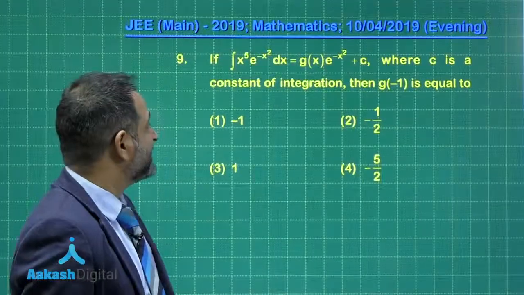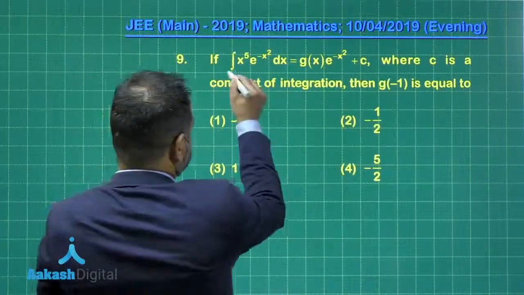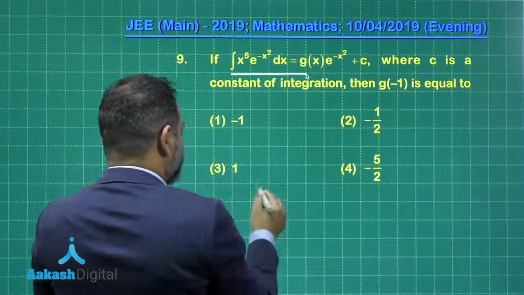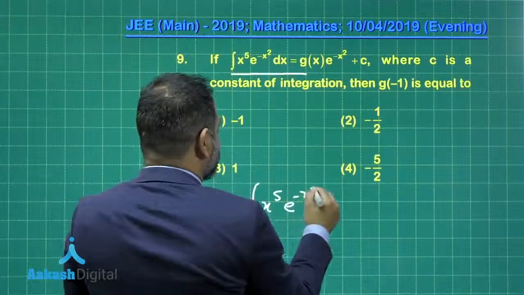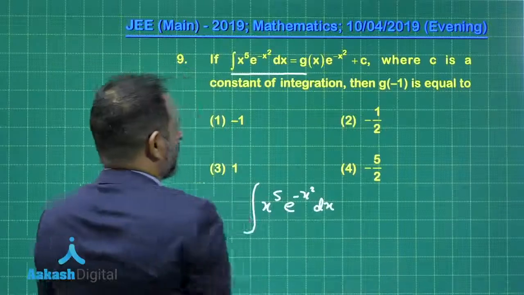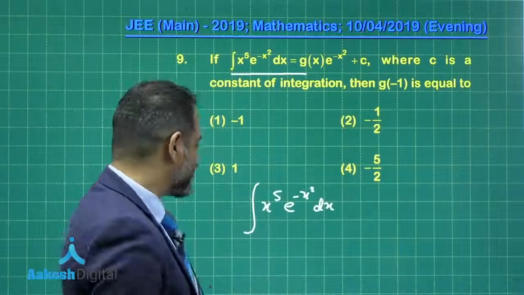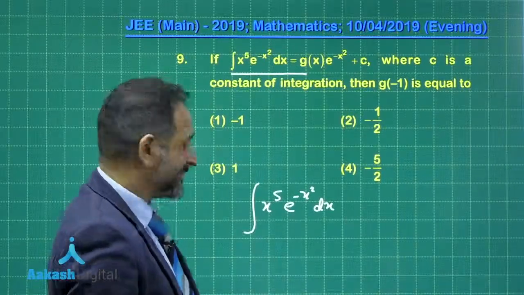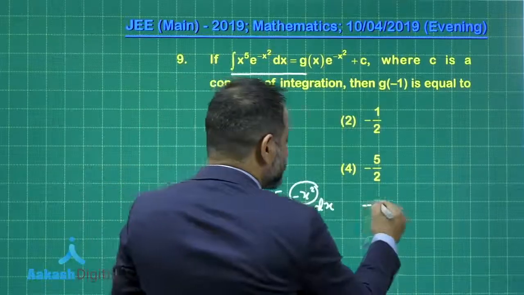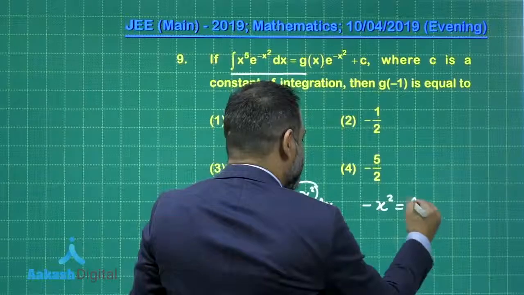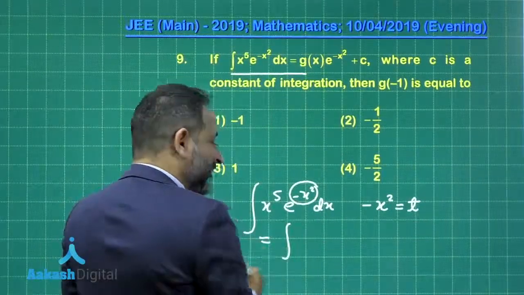Next is an easier problem on the indefinite integral. It is this one. Now again a simple substitution is needed here to evaluate this. Now it is given that this integral is equal to g(x) into e raised to the power minus x square. So what can be done here is by simply substituting minus x square is equal to t. You can see this entire integral is easily converted into t.